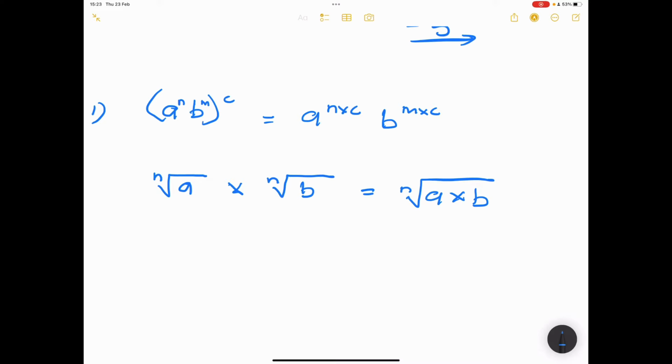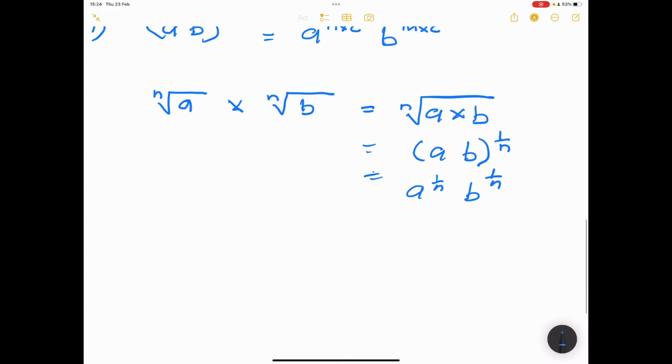Or you can say ab in this case, right? So I can write that as a product, simply meaning that I can also write this as a multiplied by b, 1 over n, if I wanted to write it in exponential form. And again, remember, that would be a^(1/n) multiplied by b^(1/n). Okay, I hope that all of you understand that.